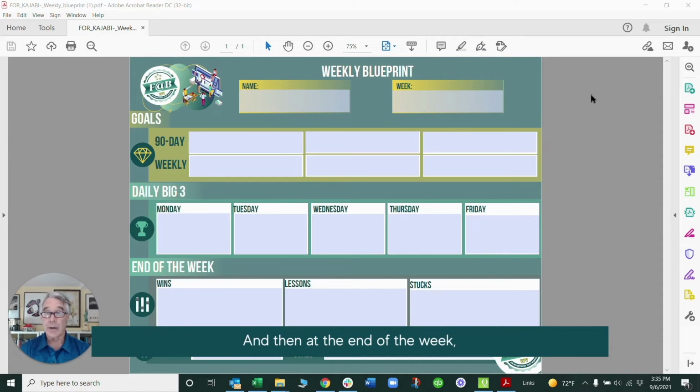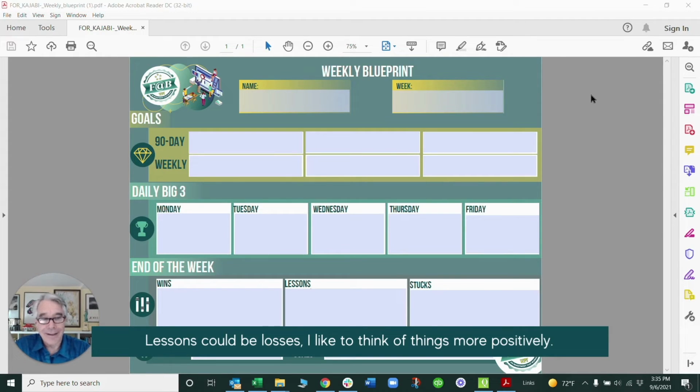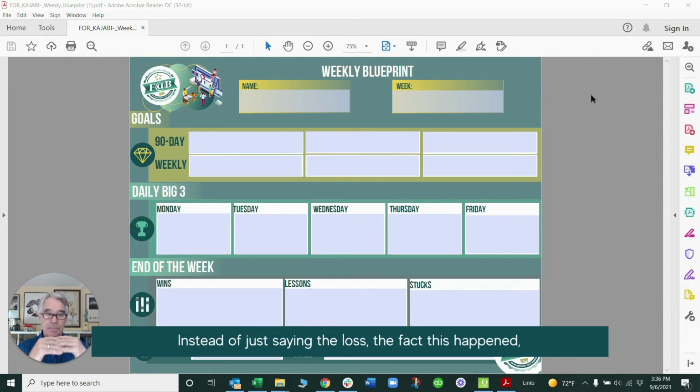And then at the end of the week, I'm a big believer in coming together with the team and celebrating successes. Lessons could be losses. I like to think of things more positively. Instead of just saying the loss, the fact this happened, what are those things that we can actually learn from that? And then the stucks.